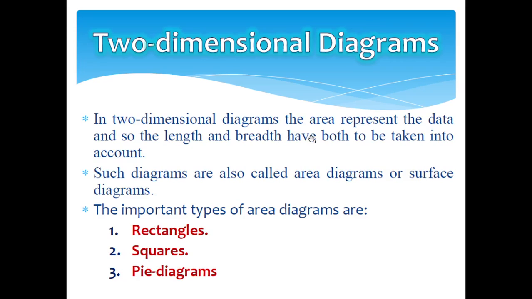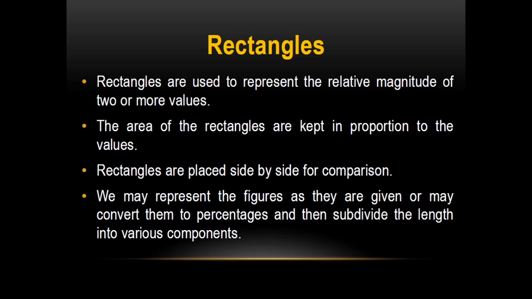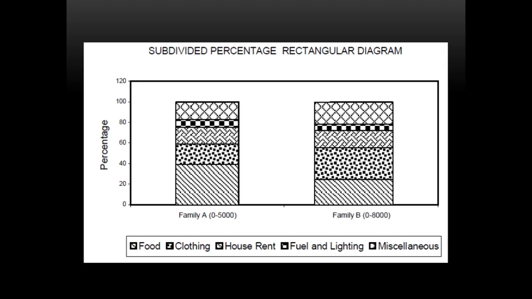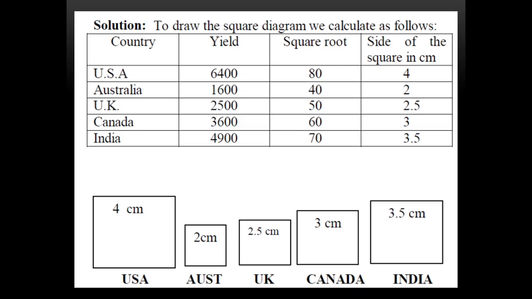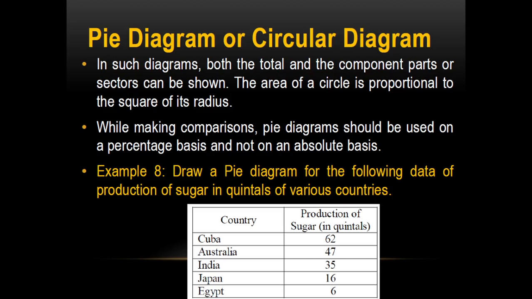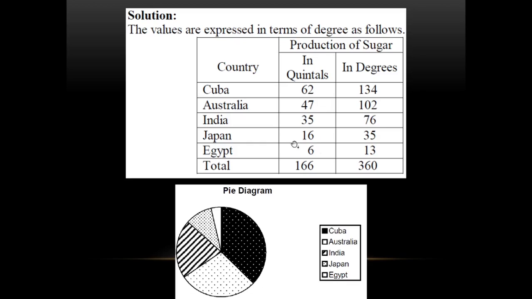Next is two-dimensional bar diagrams. Up to degree level we have only five types of diagram: line diagram, simple bar diagram, multiple bar diagram, subdivided bar diagram, and percentage bar diagram. You can learn these also: rectangles, squares, pie diagrams. These are the rectangles. This is the rectangle diagram. Subdivided percentage rectangular diagram. This is the square diagram and the pie diagram. Okay, this is very important.